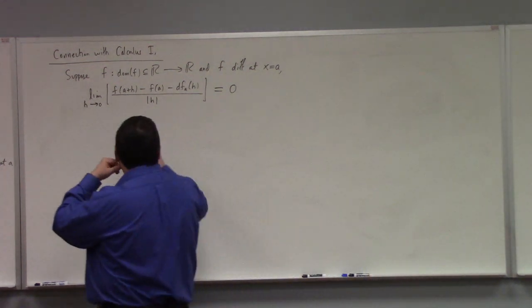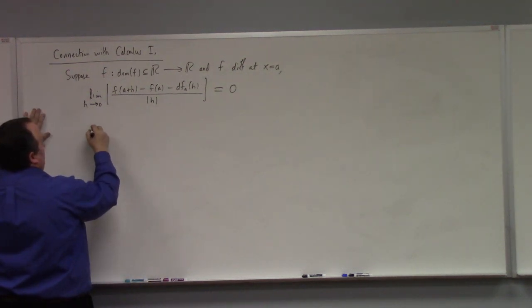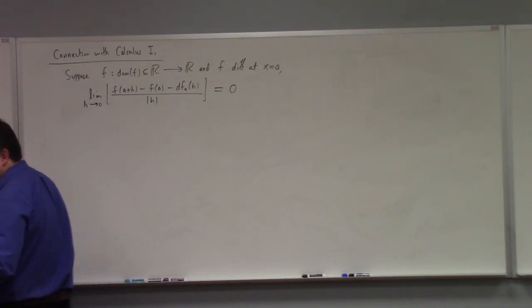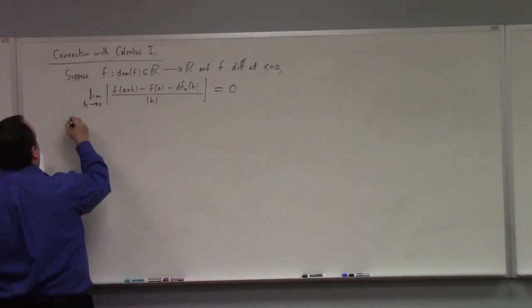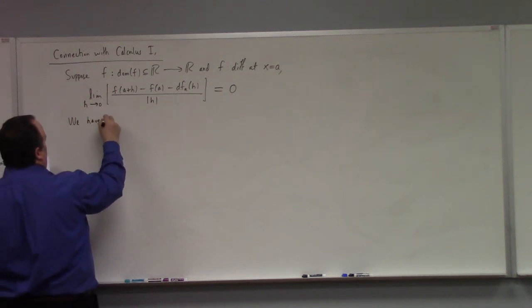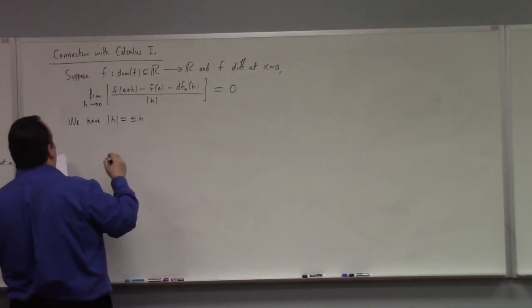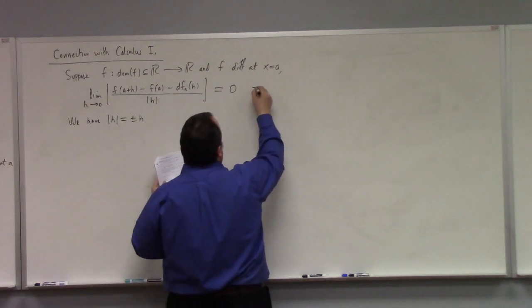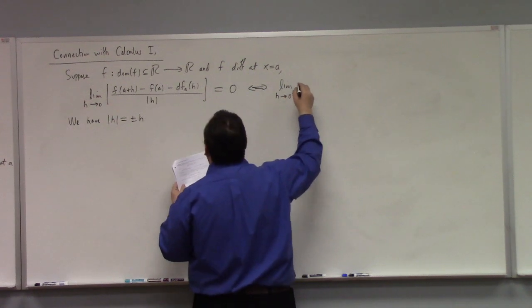So this is the length of a vector in one dimension, right? There's a bunch of steps. Let me look at my notes here. All right, so of course we have that the absolute value of h is equal to either plus or minus h. And so just getting straight to the point, this is equivalent to saying the limit as h goes to 0 from the left or the right.